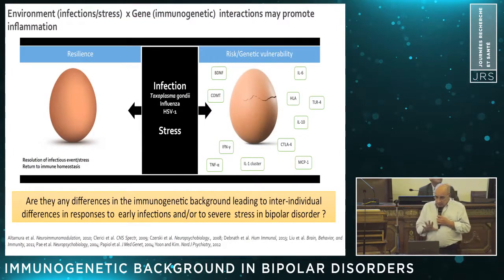This slide summarizes what you can imagine in case of absence of the genetic defect. You can see that in case of such absence of genetic defect, there is a resilience because all stressors, all the infectious events will be resolved. In case of genetic defects in the immune response mechanism, then we can pose the question if there are differences in the immunogenetics explaining the inter-individual susceptibility of patients.